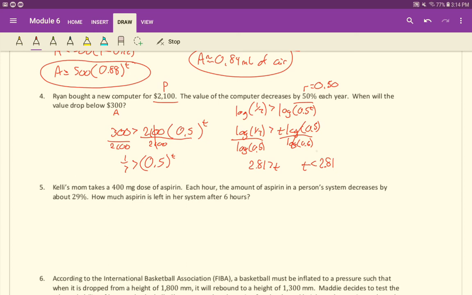Oh, I know what the issue is here. This log of 0.5 is actually a negative number, so it flips the inequality sign around. So it's going to be T is greater than 2.81 years is when we'd expect the value to drop below $300.